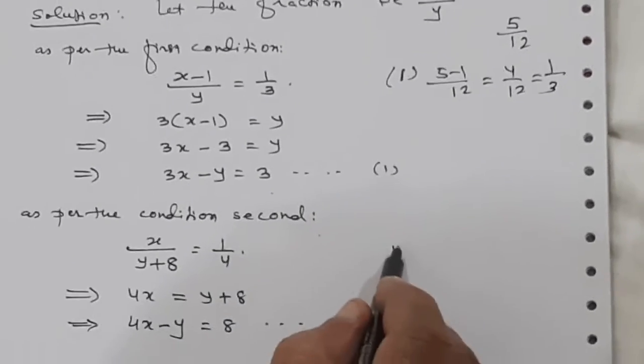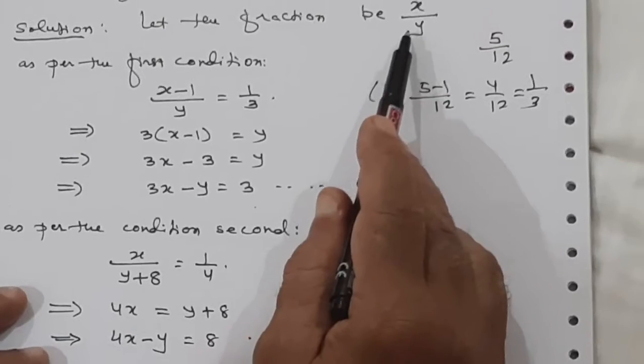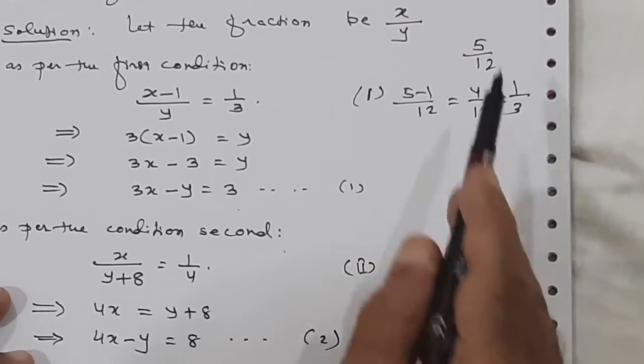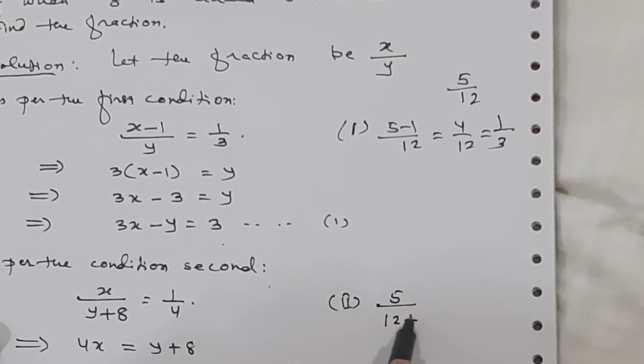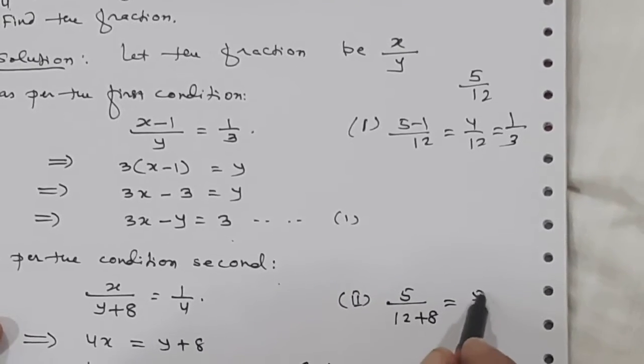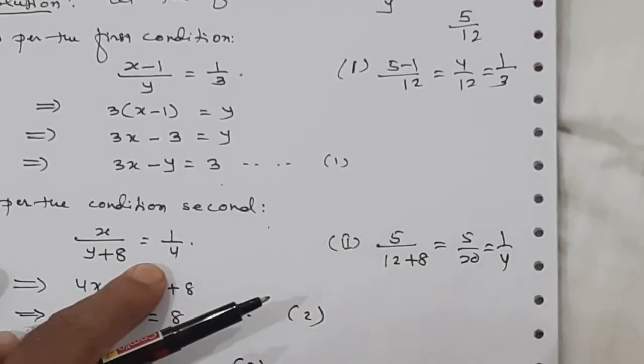Equation number 2. So now in that equation we are adding 8 to the denominator. So 5 upon 12. Add 8. So it becomes 5 upon 20 and its value is 1 upon 4. This is the value of 1 upon 4.